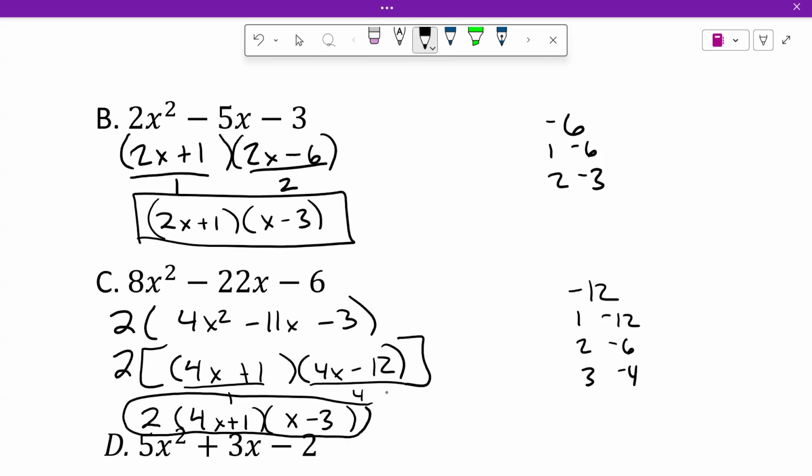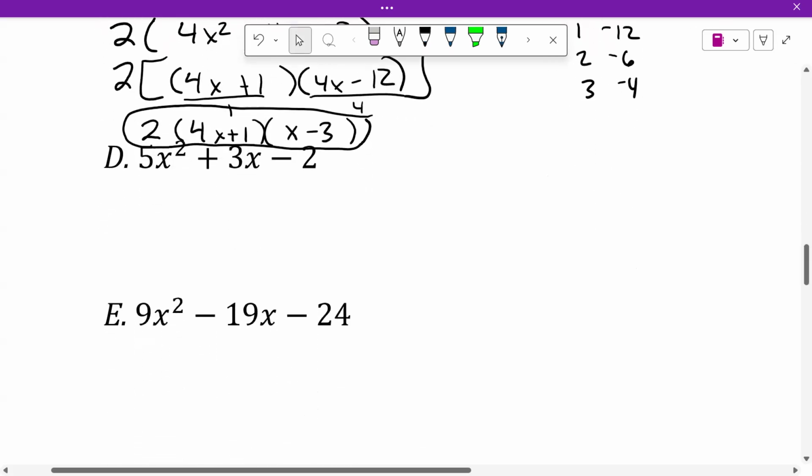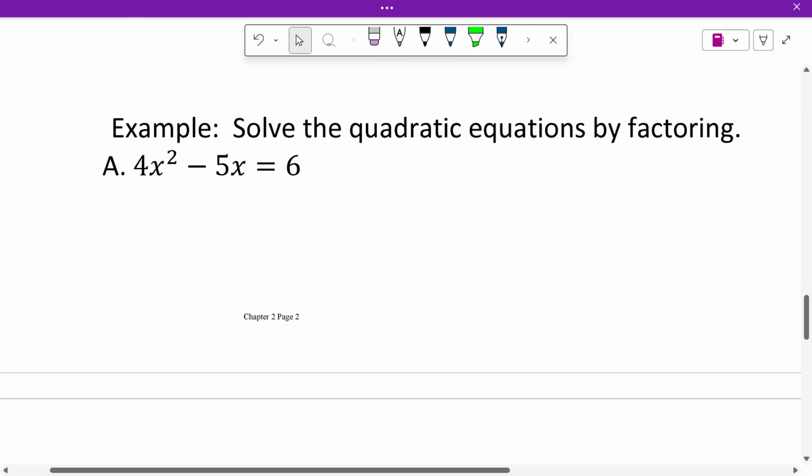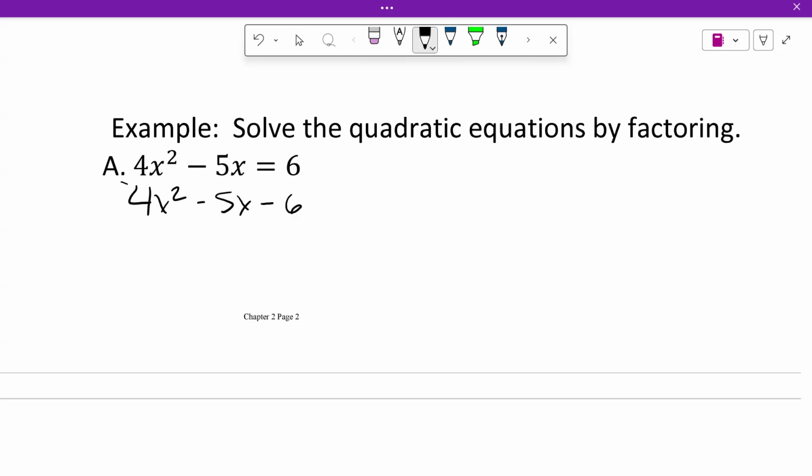Factoring. I think you've got it down, right? We don't have to do D or E, because we're going to do this. Now we're going to solve equations. Okay? When we solve an equation, we need one side equal to 0. So 4x squared minus 5x minus 6 equals 0.